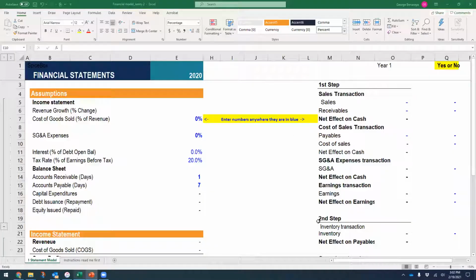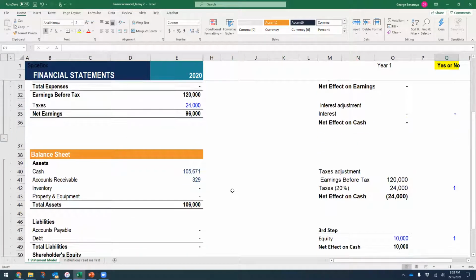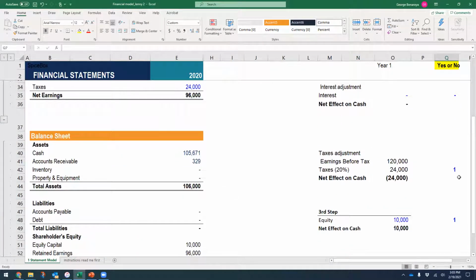In Excel, we will put a 1 here on sales, and we will enter the amount of sales if we have to modify it. It's set now at $10,000 per month. Then we will enter a 1 for receivables, and this will automatically calculate the cash. So we will have the $120,000 in revenue, and we will have the 329 on taxes.